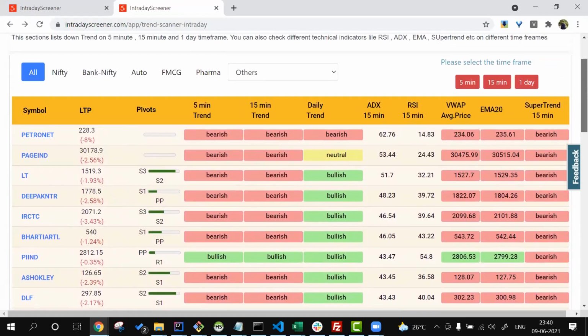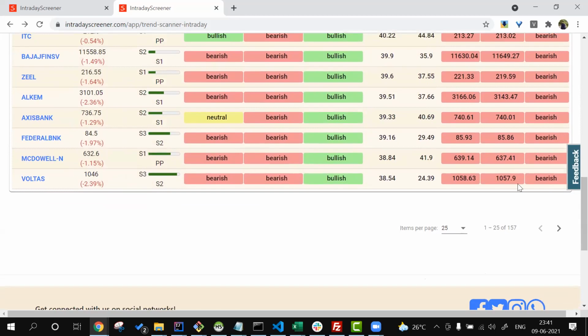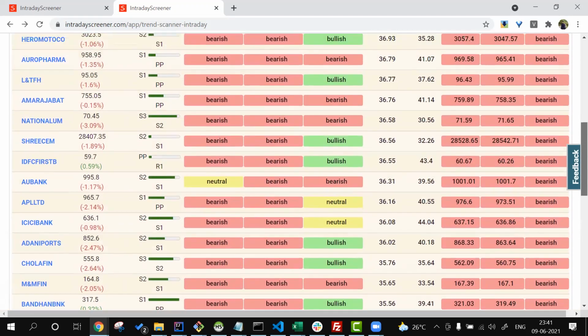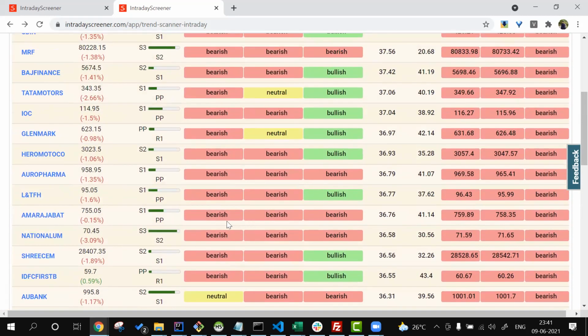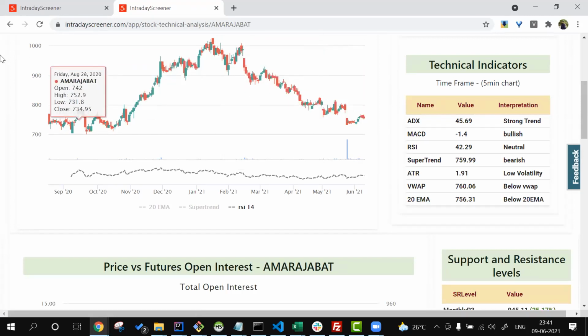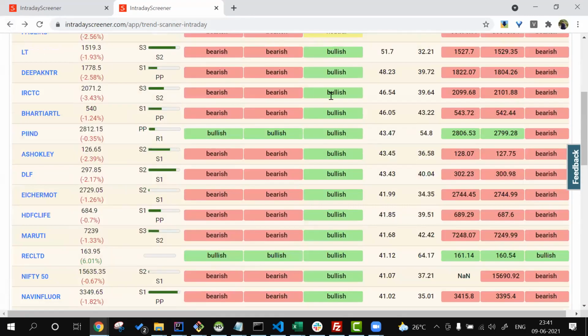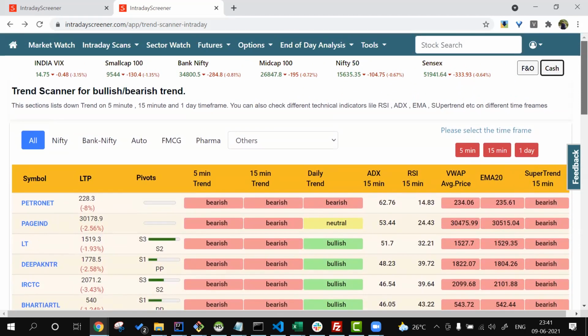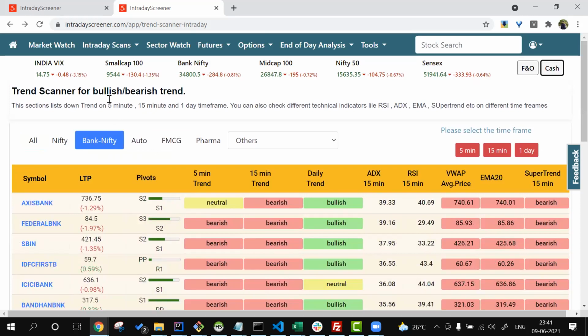So trend scanner will give you basically the trend of all the stocks. There are almost 157 FNO stocks. You can see all the trends. A stock which is bearish on all the three time frames, for example, Amara Raja Battery. You can see a totally bearish stock. So you can find bearish or bullish stocks or all the short and medium trends using this trend scanner, which is a very good tool. You can also filter as per the sector and use it.